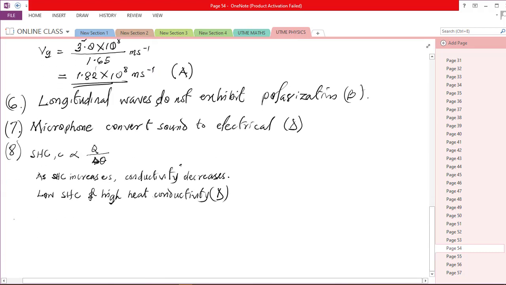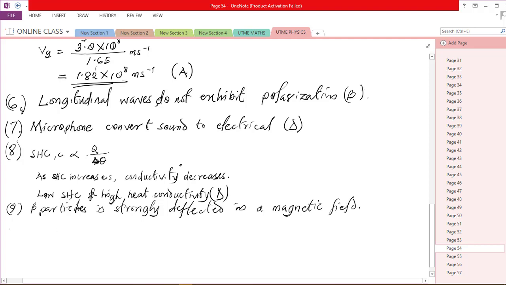So our answer here is, what is the ray or the particle that is strongly deflected in a magnetic field? It is beta particle. Beta particle is strongly deflected in a magnetic field.